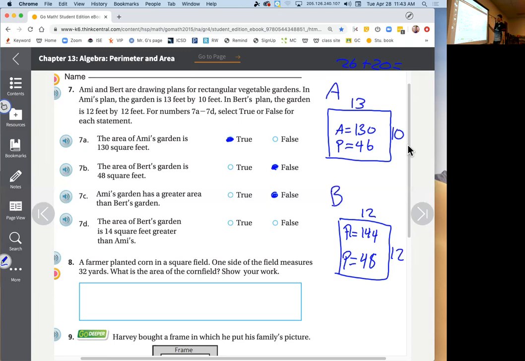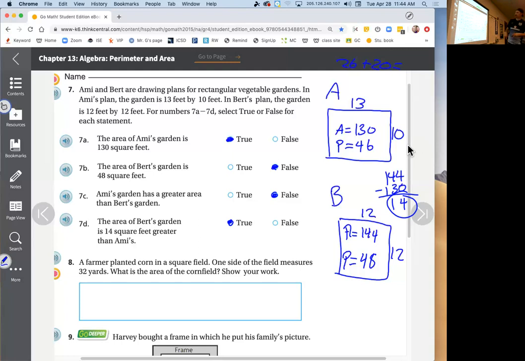7D, the area of Bart's garden is 14 square feet greater than Amy's. The area. So Bart has 144, and it's saying it's greater than 130. Is that 14 feet greater? 4 minus 0 is 4. 4 minus 3 is 1. 14 feet, that is true. Okay, so that's how you solve that. You got to draw both of them.